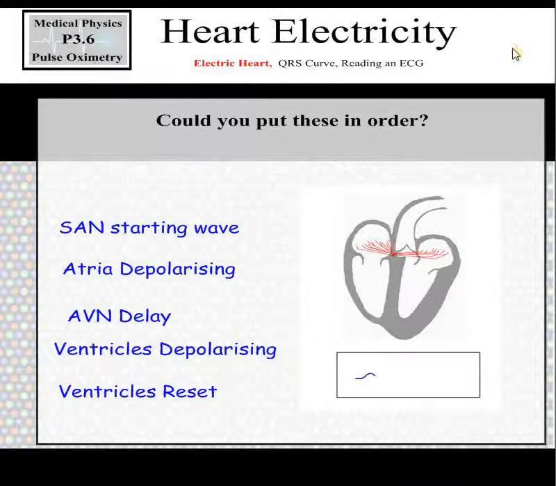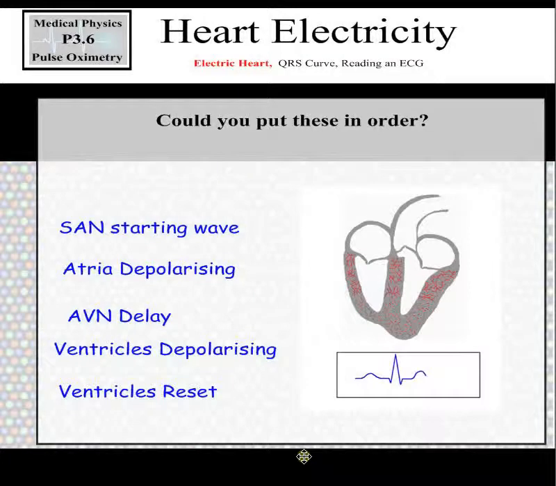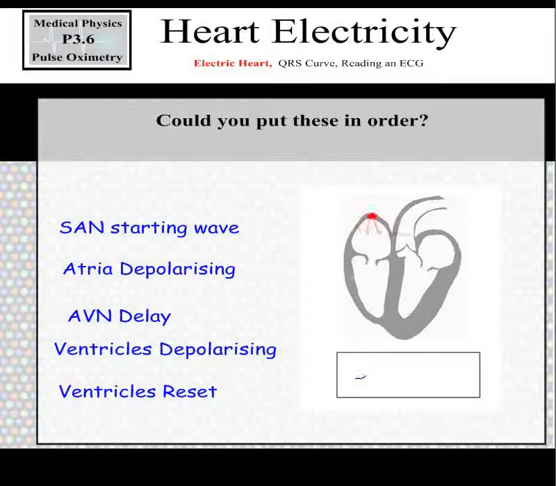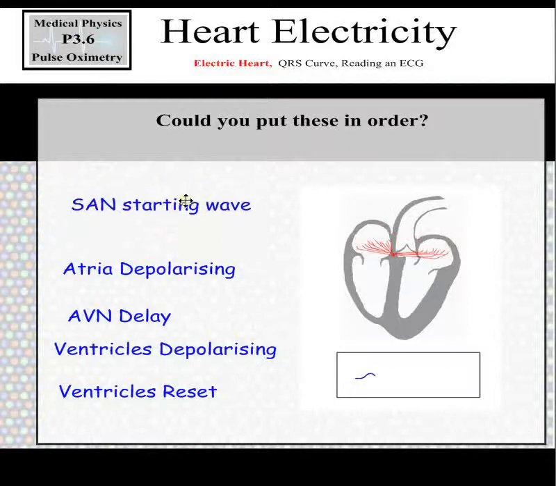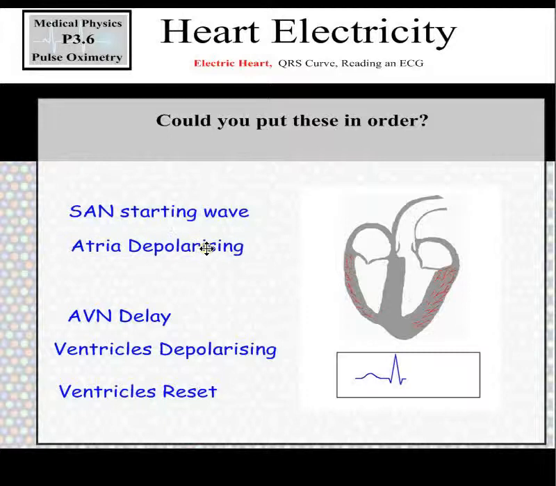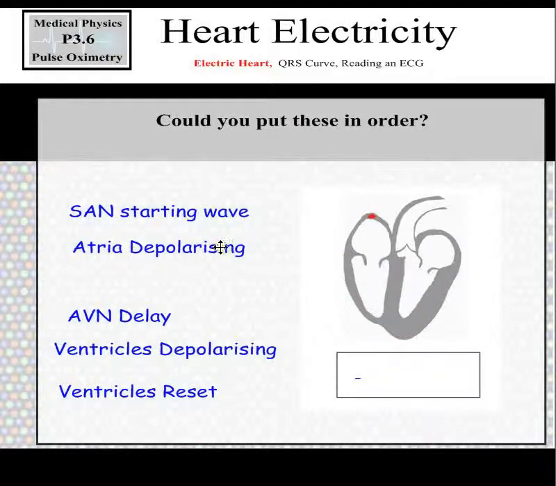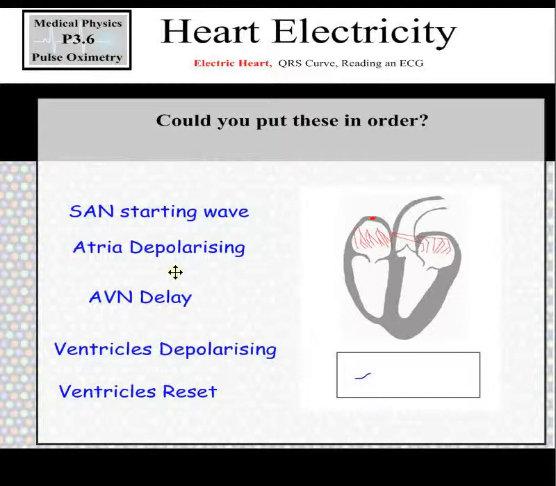So could you put these in order? Well, let's see which makes sense. So the SAN, you can always go back to check the other bit. And the SAN starts the wave. That's about right, yeah. So the atria, what were the atria again? Oh yeah, these were the things up the top, like an atrium in a fancy building, up the top. And these depolarize. Yeah, okay, that makes sense. I'll put that second.